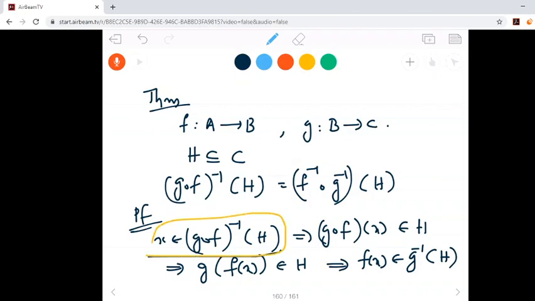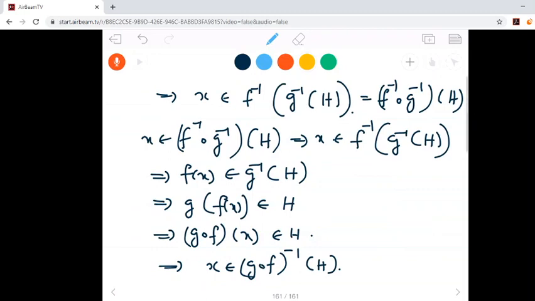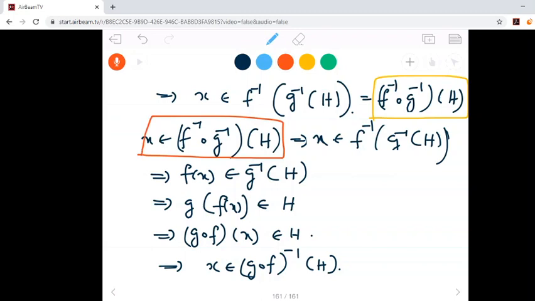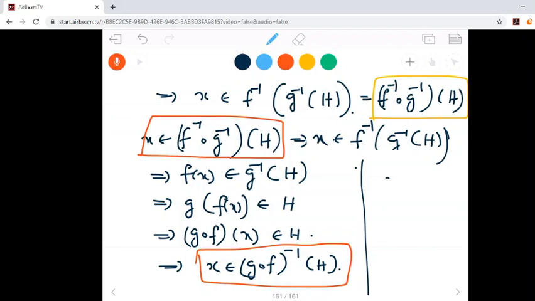So from these two, in the first case we have taken x element of (g composite f) inverse of H, and we got x element of f inverse composite g inverse of H. Then we took x element of f inverse composite g inverse of H and we got x is in (g composite f) inverse of H. From these two we can conclude that (g composite f) inverse of H is same as f inverse composite g inverse of H.